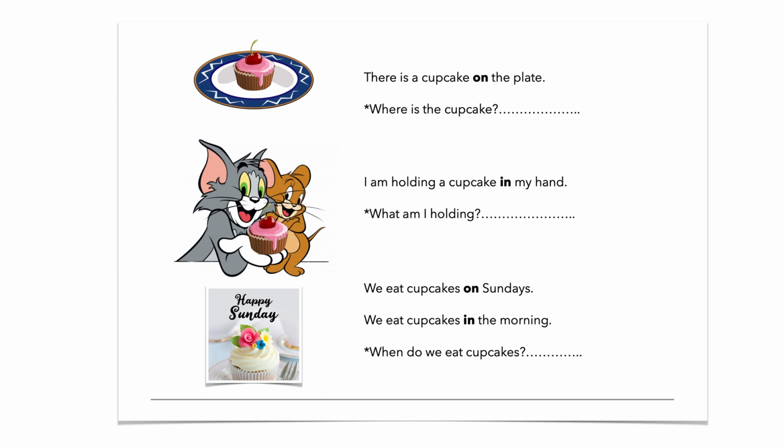Okay, so here we are going to practice. We are going to look at the picture, read the sentence, ask the question, and then answer the question. So the first picture is, there is a cupcake on the plate. Where is the cupcake? And your answer? The cupcake is on the plate.